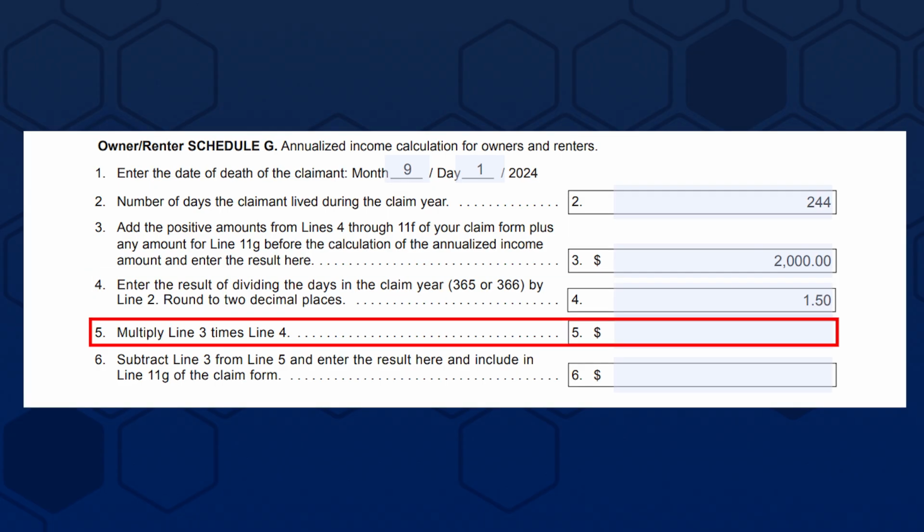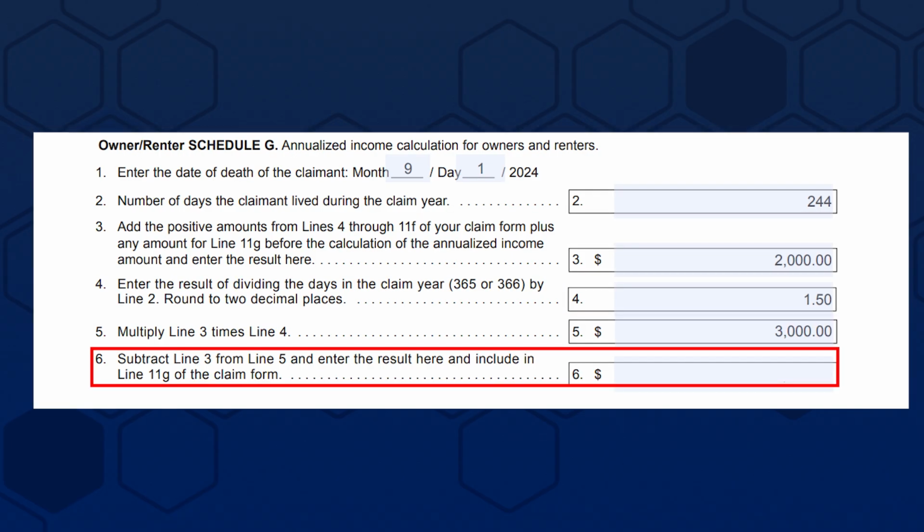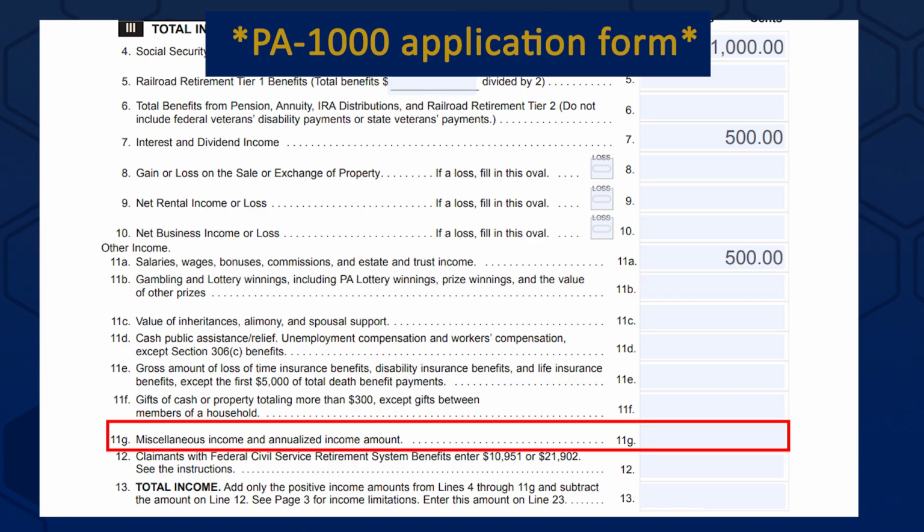On line 5, multiply the amount on line 3 with the decimal figure on line 4 and enter that amount on line 5. On line 6, subtract the amount on line 3 from the amount on line 5 and enter that amount on line 6. Add the result to any other income amounts from line 11G of the PA-1000 application form before you calculate the annualized income and enter the total to line 11G.